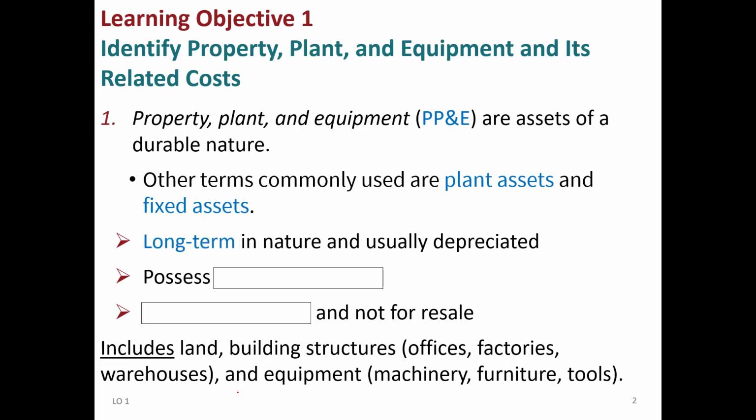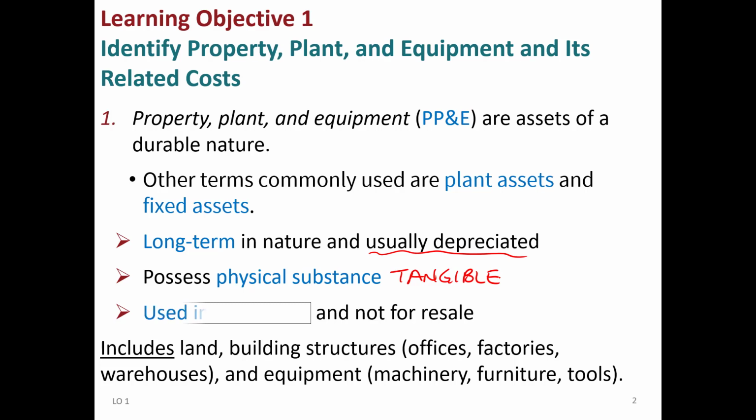Another key feature about PP&E is that this type of asset is long-term in nature. I think most of you know about that, but also realize it's usually depreciated. Another feature is that PP&E possesses physical substance. So another way of referring to that is PP&E is tangible, meaning you can touch it, you can see it, you can smell it, in fact. Another key feature is that PP&E is used in operations. It's not something that we hold for resale. Inventory is something that we hold for resale.